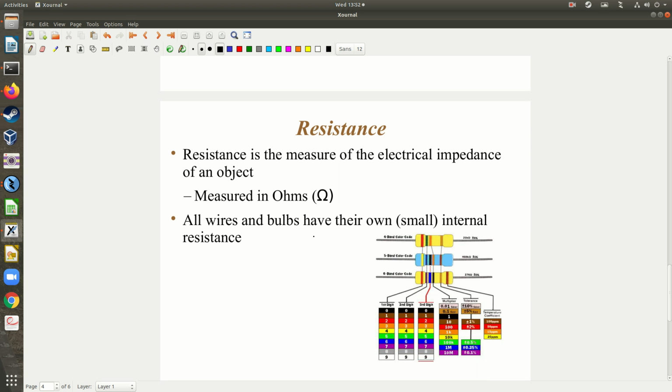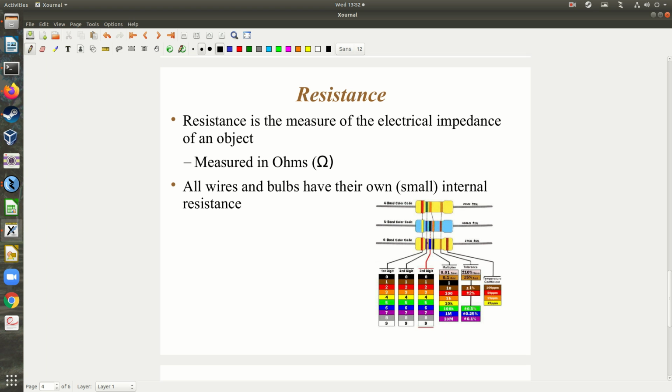Resistance. So on the PhET simulation, I had you put in resistors. They are a measure of electrical impedance of the object. So if you rip apart any type of, let's say, calculator or anything, you will find these little guys in here. These are resistors. The purpose of a resistor is that, let's say you've got a circuit.